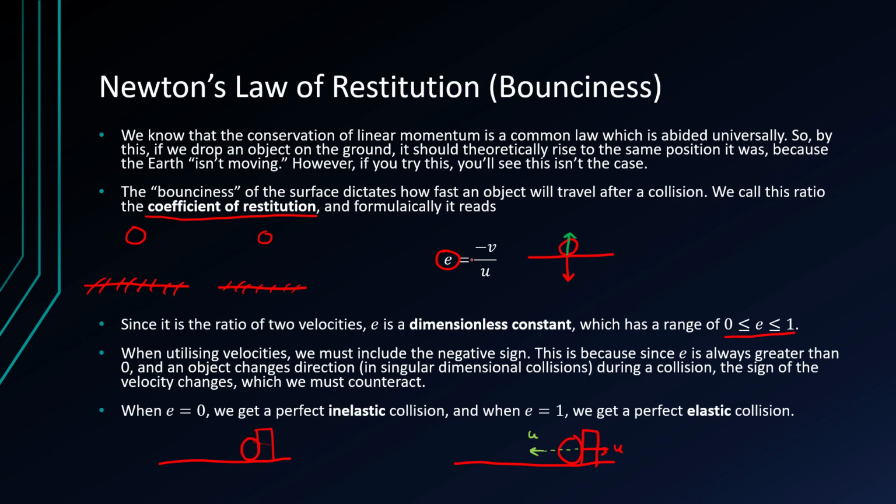This can be shown rather easily. We know that when E is 1, we get an elastic collision, so 1 is minus V over U, which implies that the initial velocity is minus the final velocity. And the same thing here, if we get 0 is minus V over U multiplied by U, we'd simply get that V is 0, which fits the definition of an inelastic collision.